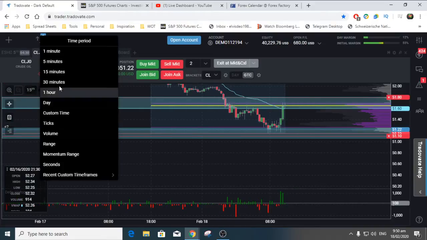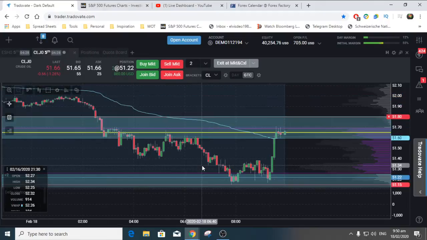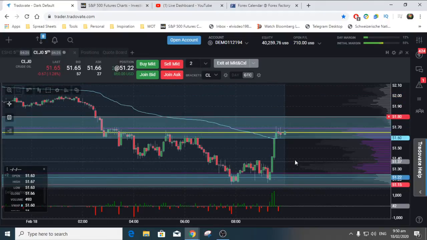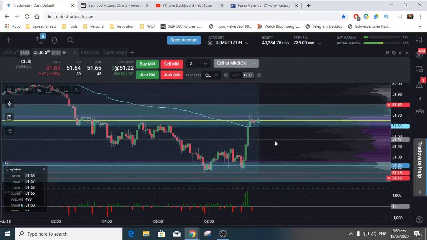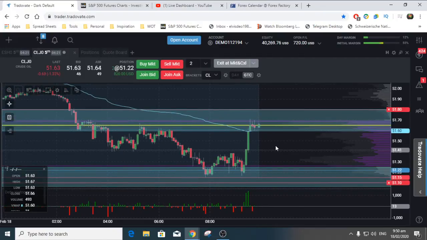Go back to your 5-minute chart. Have a close look at where that node is. There's your low volume node right there.